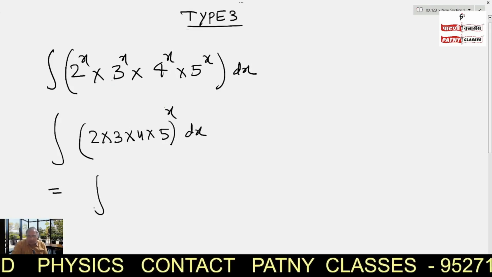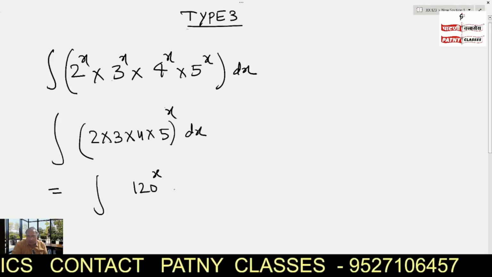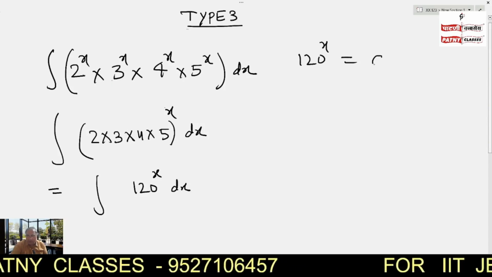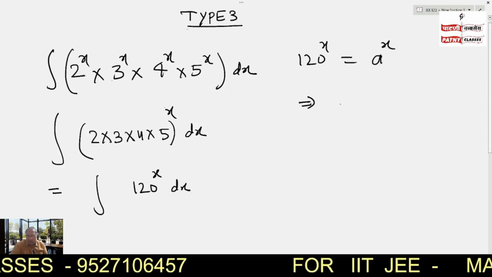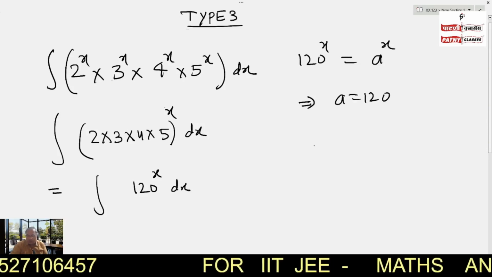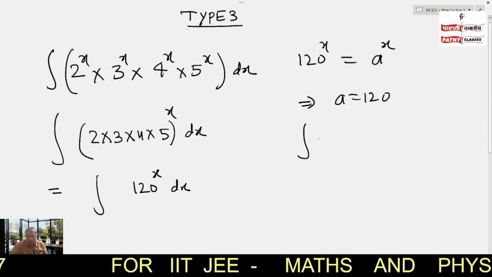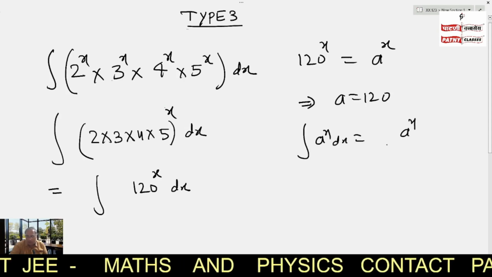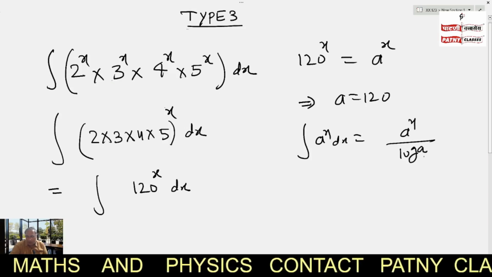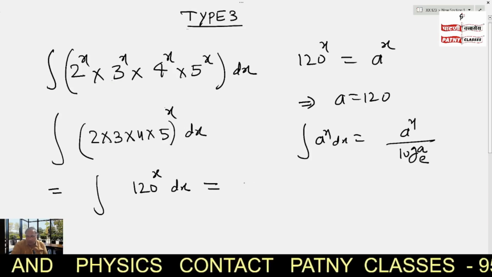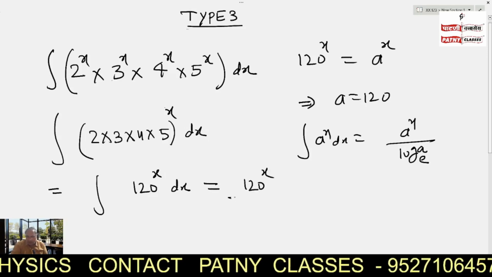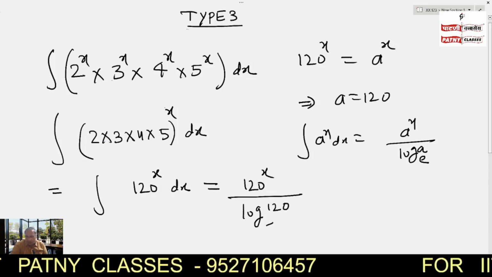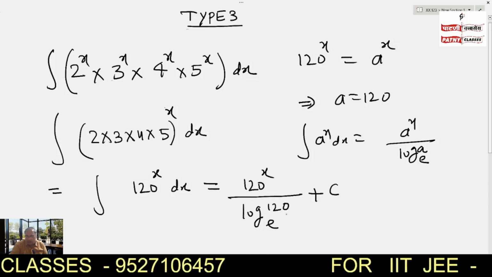This is equal to integration of 120 raised to x, and comparing 120 raised to x equals a raised to x implies a equals 120. We already know that integration of a raised to x with respect to x equals a raised to x upon log a to the base e. So this problem becomes 120 raised to x upon log 120 to the base e plus c. This is the result of the given question.